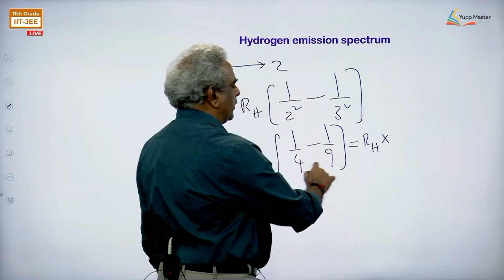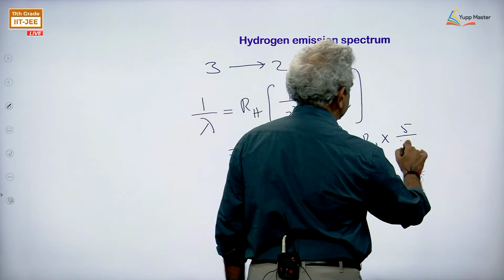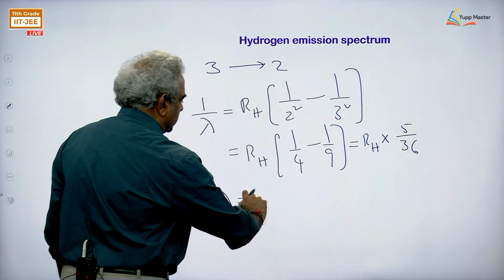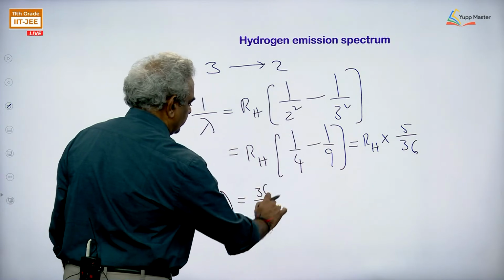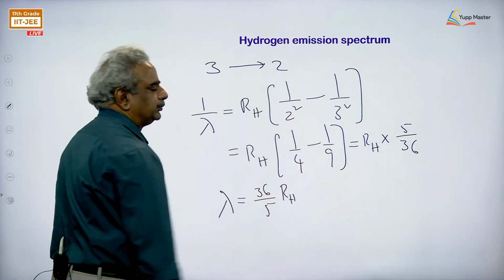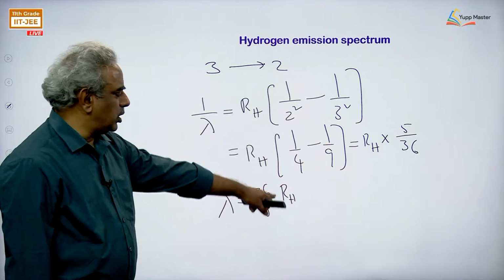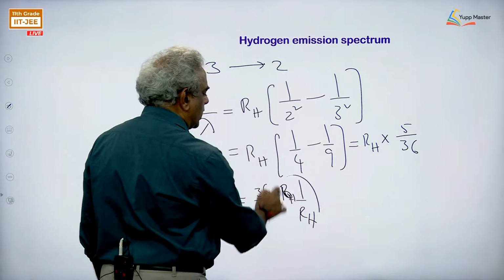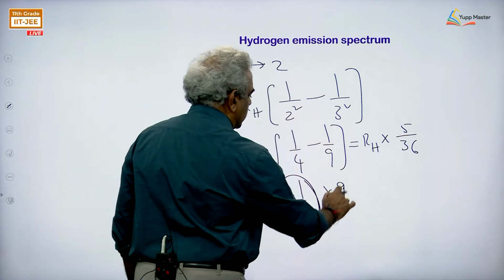36 LCM, 9 minus 5, 4, 5 by 36. So, what is lambda? 36 by 5 into RH. Just now I told, sorry, 1 by RH. Just now I told 1 by RH value is how much? 912.